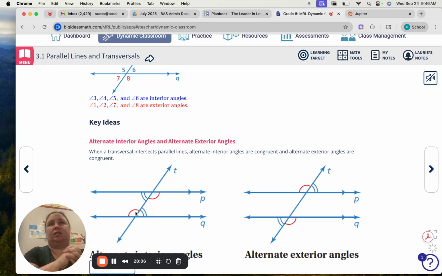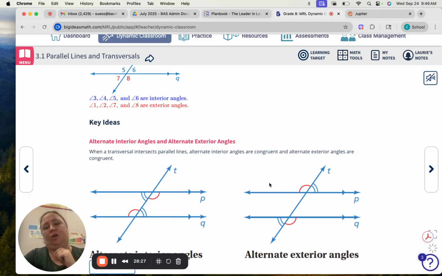That's closer. Congruent is a fancy word for it equals. So congruent lines mean they equal each other. So alternate interior angles have the same measure. So if this was 120, this red line over here would be 120.